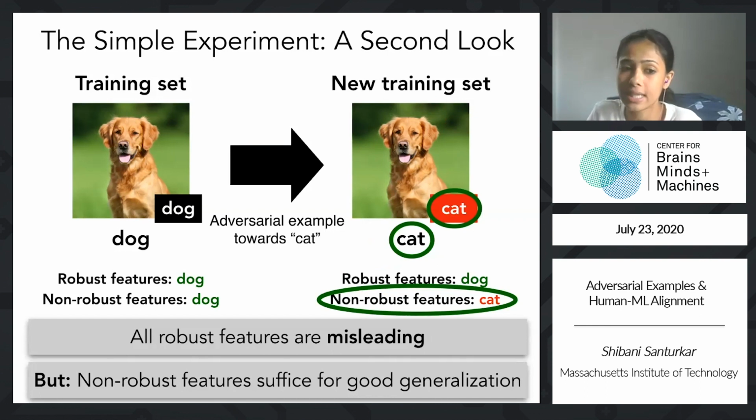So what this tells you is that in going from the image on the left to the image on the right, even though you think that you did nothing, you added some meaningless noise, you actually didn't. You actually added some features that are correlated with the class cat in this case.